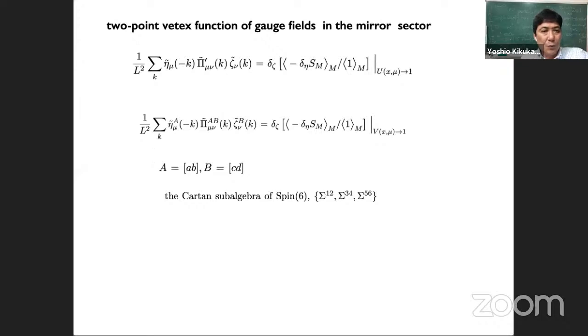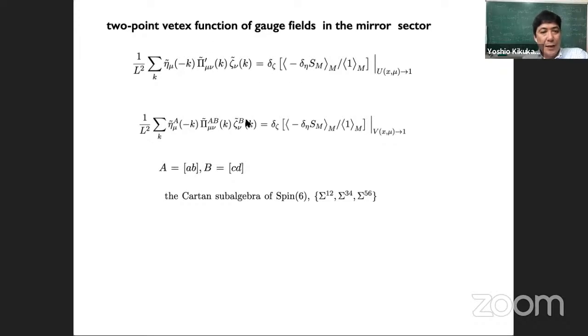We also need to compute the two-point vertex function of the gauge field in the mirror sector. This is defined by taking the gauge variation of the effective action twice, with respect to the variation of the gauge field, and then we set the link variable to zero. So the two-point function in the weak gauge coupling is defined by this expression, and so we have a polarization tensor given by this expression.